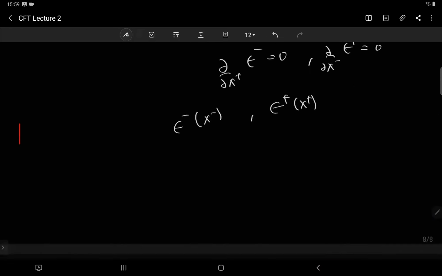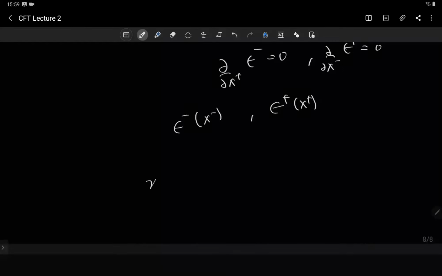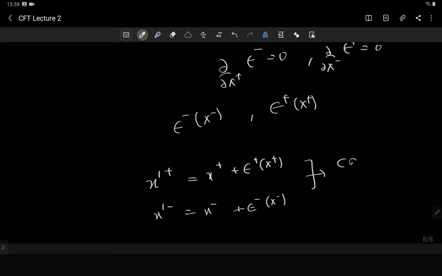Okay. So in light cone coordinates, what that means is, if I do a transformation like this, that x prime plus is x plus plus any function of x plus, and x prime minus is x minus plus any other function of x minus, then this is a conformal transformation in 2D Minkowski space.